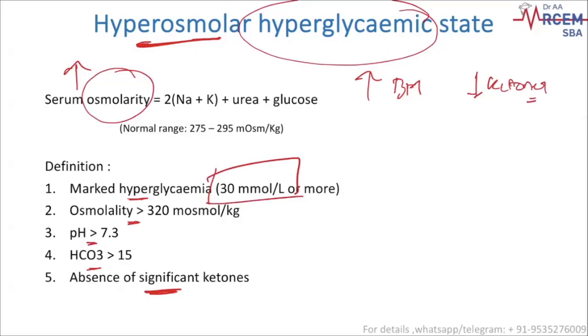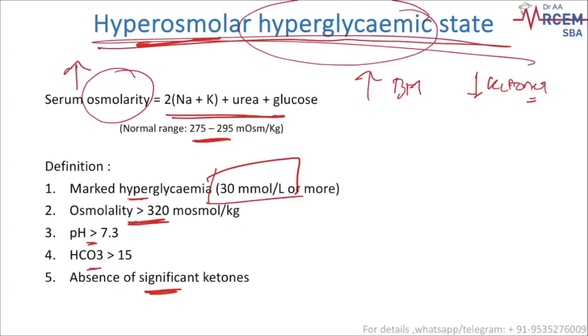How do we calculate osmolality? Osmolality is calculated with this formula: 2 times the sodium plus potassium, plus urea, plus glucose. Usually it is in the normal range of 275 to 295. It should go more than 320 to call it HHS, which stands for hyperosmolar hyperglycemic state. So remember, five points should be there.